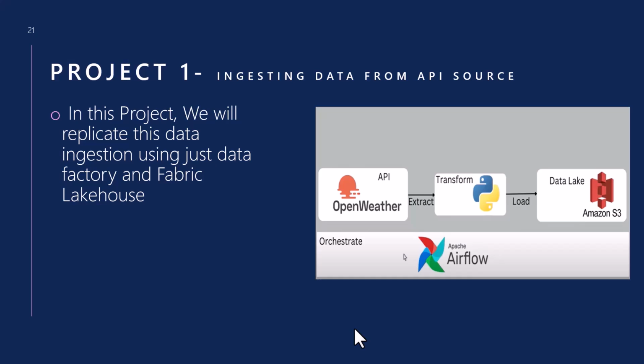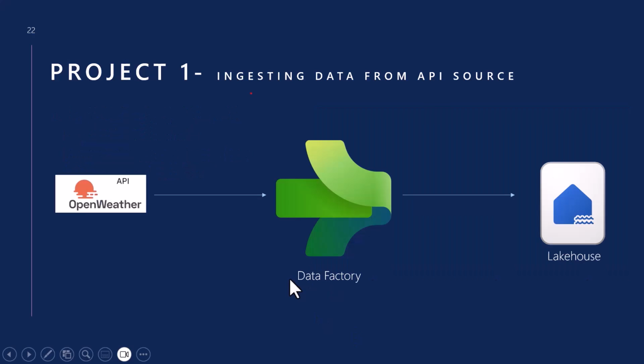In this project, I saw it online where it was ingested from an API data source using the traditional data engineering toolkit, where you are connecting to an API data source, you are transforming it with Python, and you are also storing that data in your Amazon S3 bucket, which is now being automated using Apache Airflow. So you can see how cumbersome this can be as against what we are going to be using in this project. We are just going to connect to the API source and use only Data Factory to ingest that data into the lakehouse. Come with me.